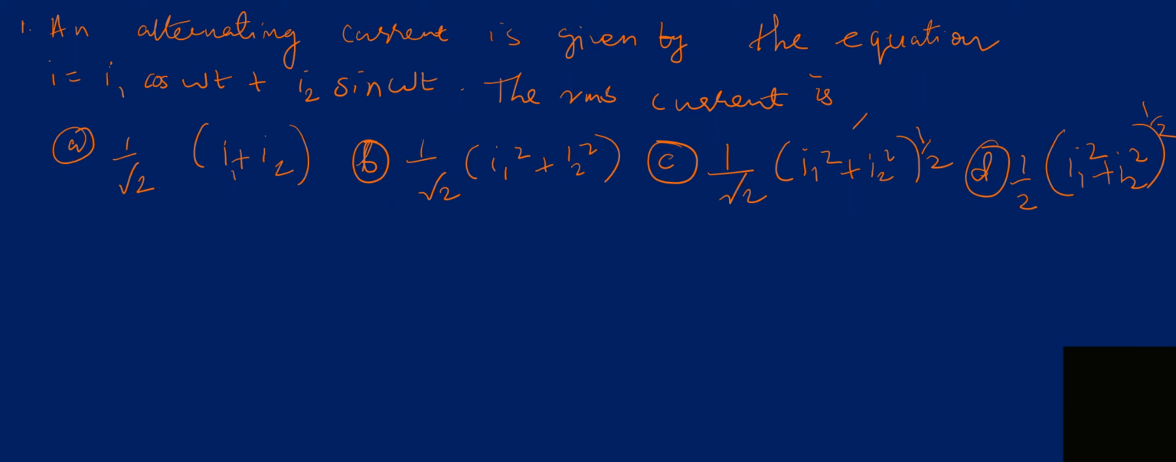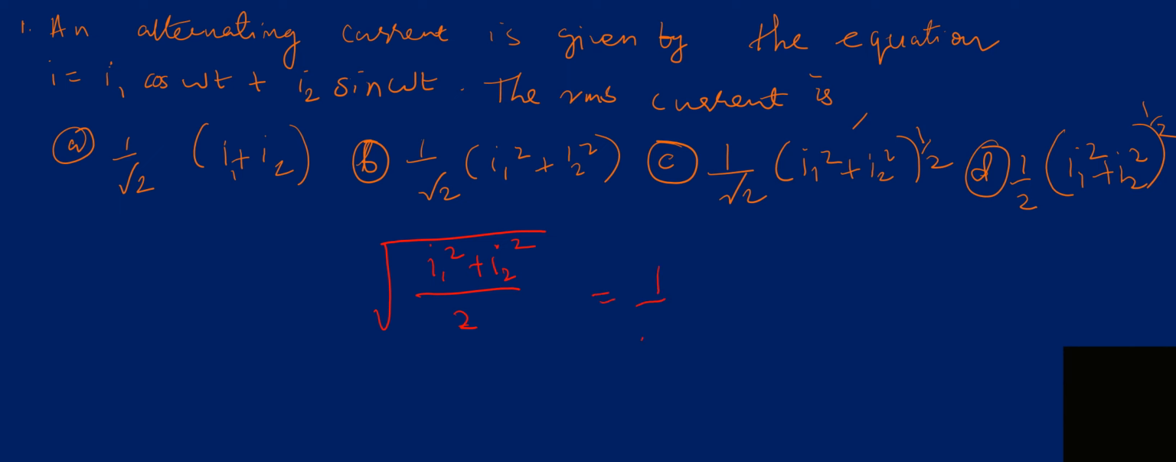The alternating current is given by the equation I equal to I1 cos omega t plus I2 sin omega t. The RMS current is, options are given. RMS means root mean square. So root mean is the average and square. The currents are I1 and I2. So it is root of I1 square plus I2 square by 2.